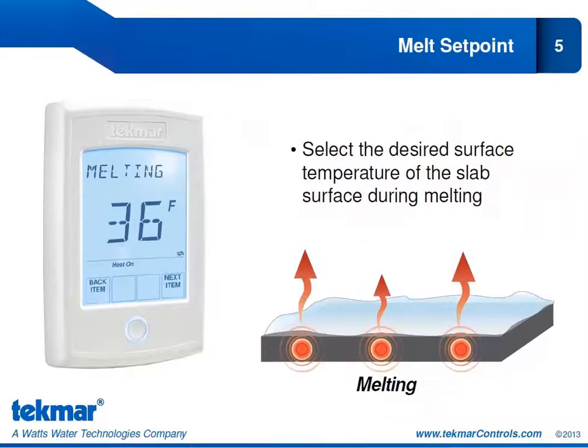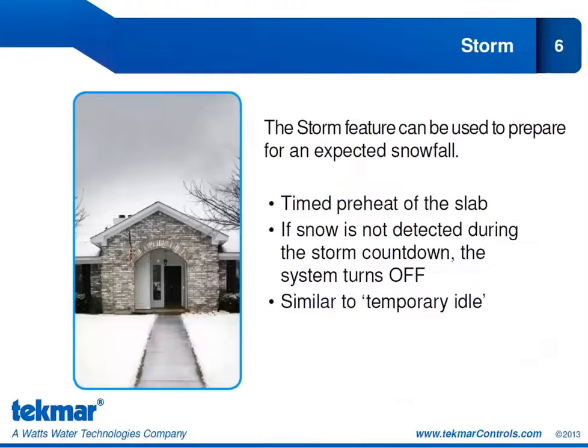The melt set point is also a temperature set point that you would enter in the Set Temp menu of the 654. So this is the desired surface temperature of the slab during melting operation. Our default temperature is 36 degrees Fahrenheit. That is a standard temperature for the SNOMELT surface during melting. Typically it can go up to 38 degrees but no higher. When we get higher than that, as we looked at before, we're just going to be increasing our heat losses to the environment.